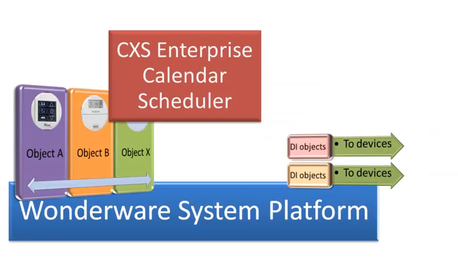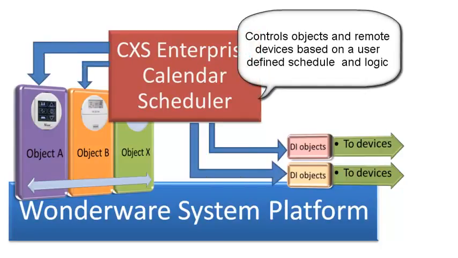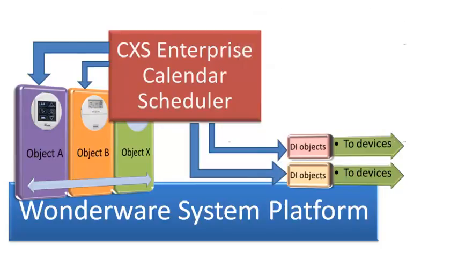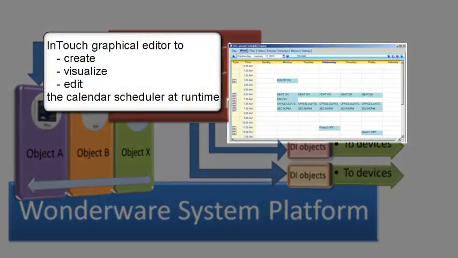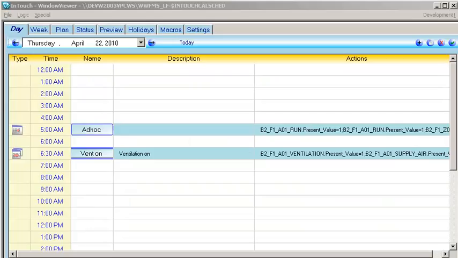The CXS Enterprise Calendar Scheduler is an application object to control objects and remote devices based on a user-defined schedule and logic. It provides an InTouch graphical editor to create, visualize, and edit the calendar scheduler at runtime. Let's take a look at some basic operations.